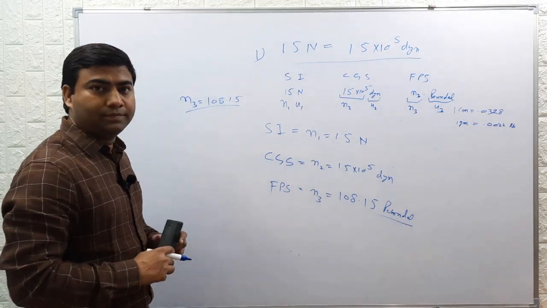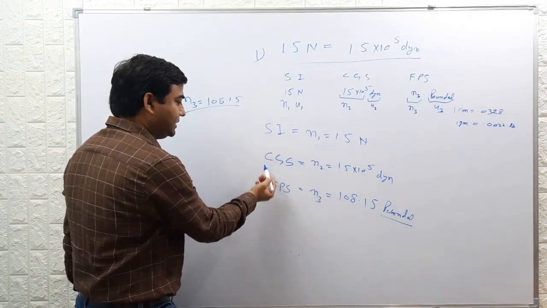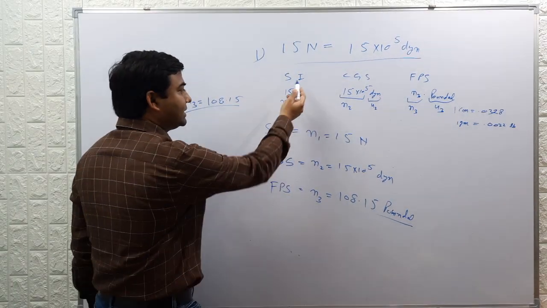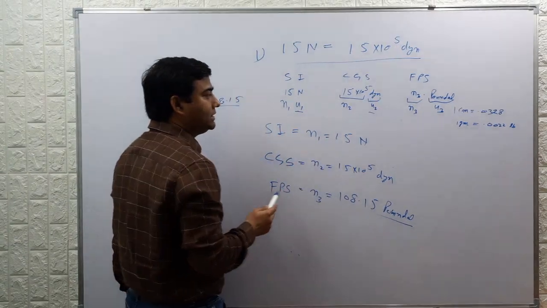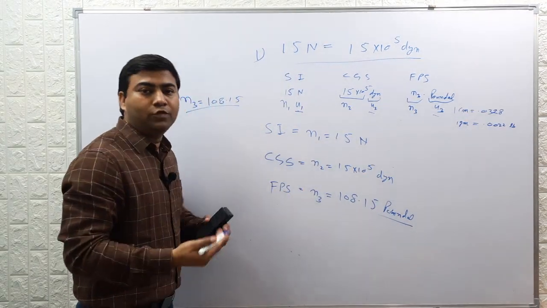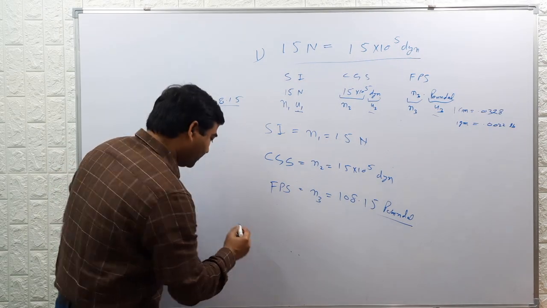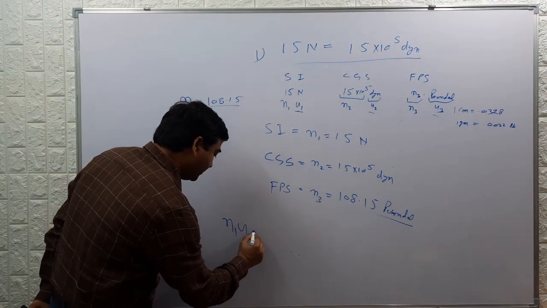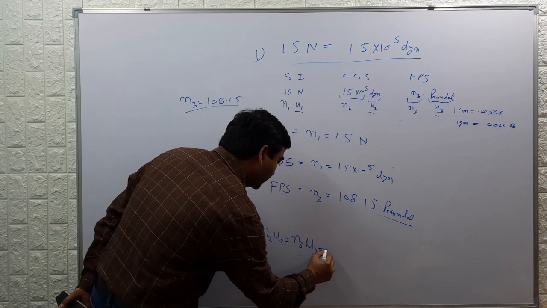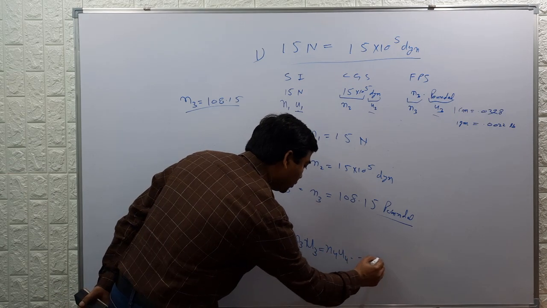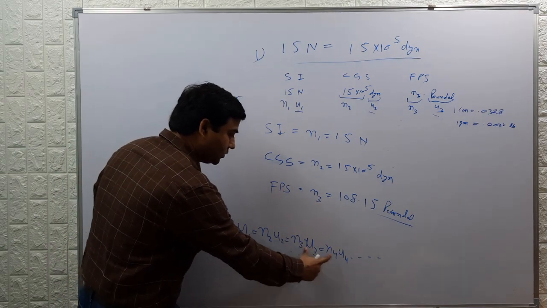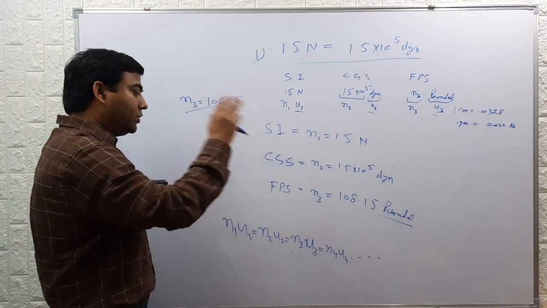N1, N2, N3 are the numerical values in SI, CGS and FPS system. Similarly, U1 was the unit in SI system, U2 was the unit in CGS system, and U3 was the unit in FPS system. So for conversion of units from one system to another, you can use N1 U1 is equal to N2 U2 is equal to N3 U3 is equal to N4 U4 and so on in different systems: first system of unit, second system of unit, third system of unit, fourth system of unit, and so on.